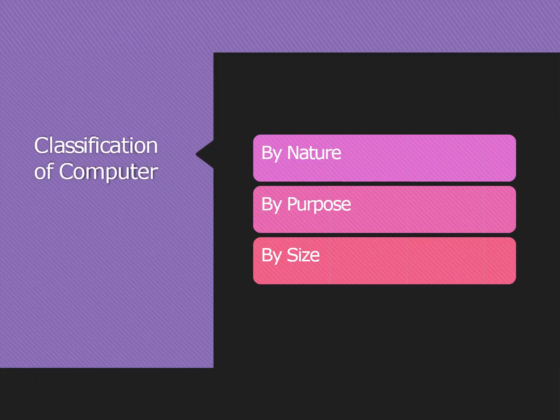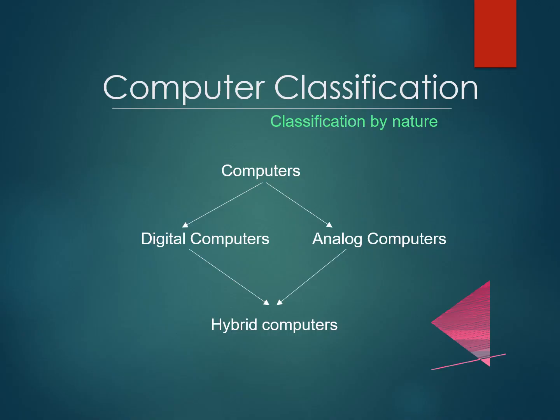Classification of computers. Computers can be classified by nature, by purpose, and by size. By nature, computers can be classified as analog computers, digital computers, and hybrid computers. Here, hybrid computers are a combination of analog computers and digital computers.